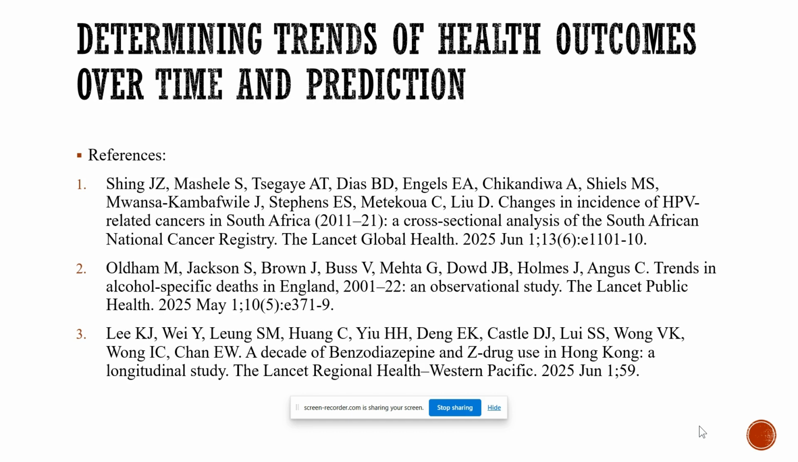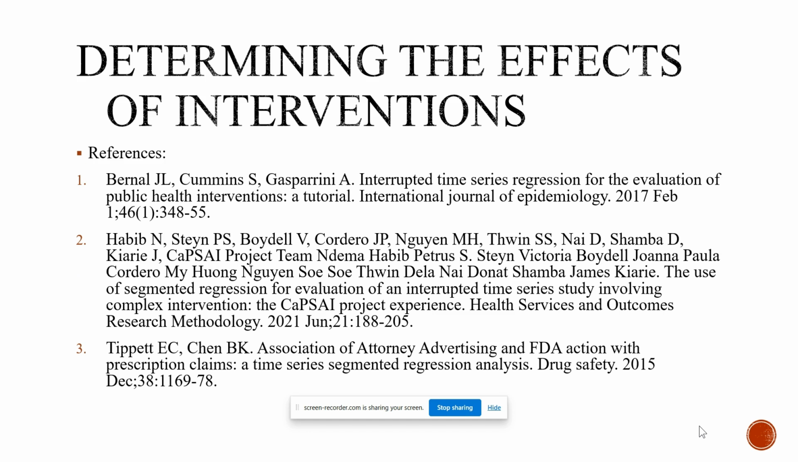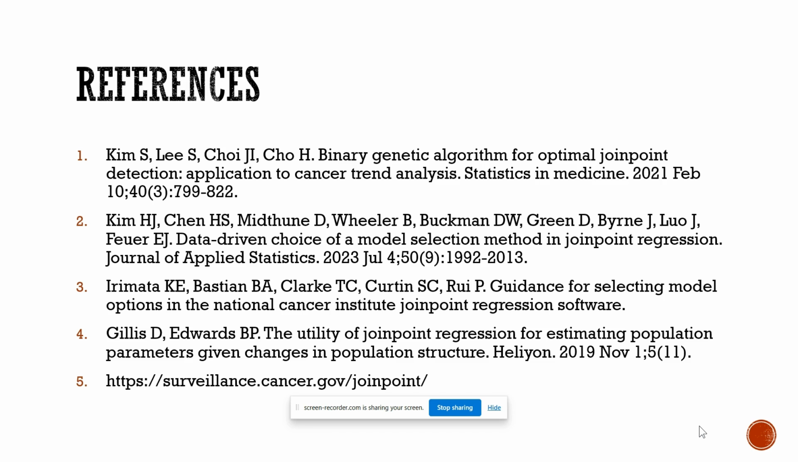In this slide, you can see three examples of the use of Joinpoint regression for the determination of health outcomes over time and for prediction. In this slide, you can see the studies where Joinpoint regression was used for the determination of the effects of the interventions. And in this slide, you can see the references that I have used for this presentation.